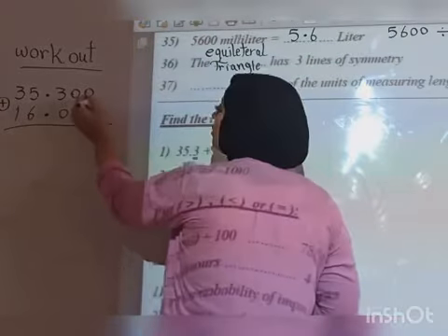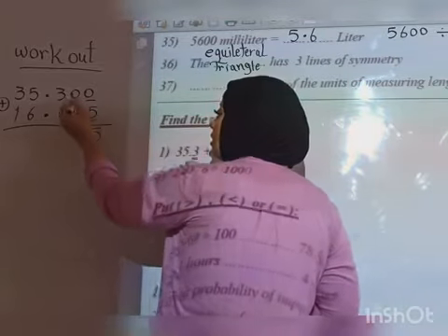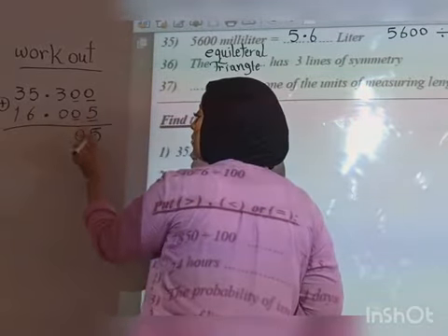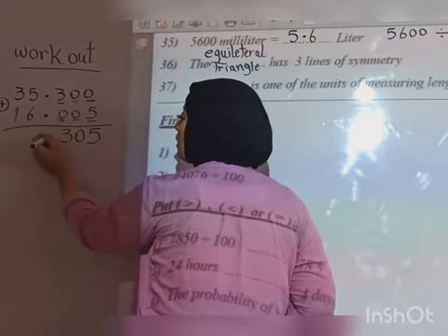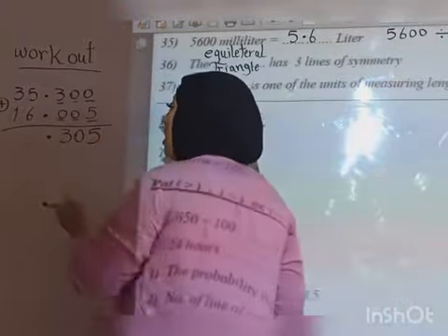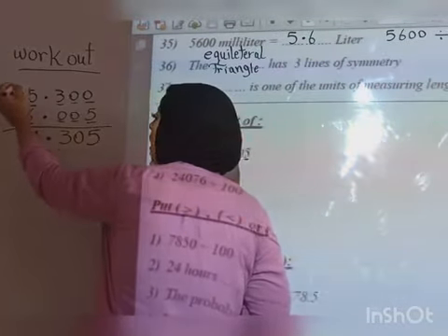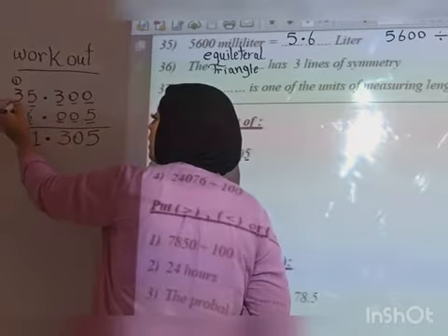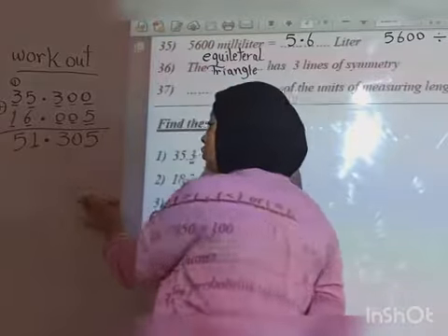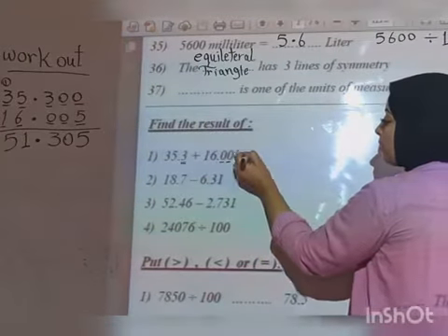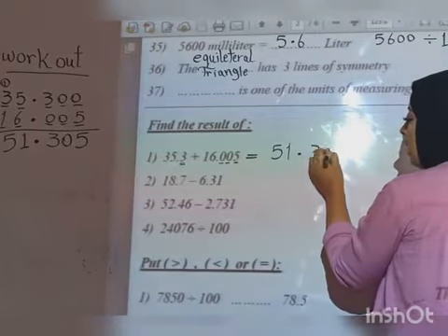Now 0 plus 5 equal 5. 0 plus 0 equals 0. 3 plus 0 equal 3. We bring down the decimal point. 5 plus 6 equal 11. Put 1, carry 1. 1 plus 3 equal 4. 4 plus 1 equal 5. So the answer will be 51.305.